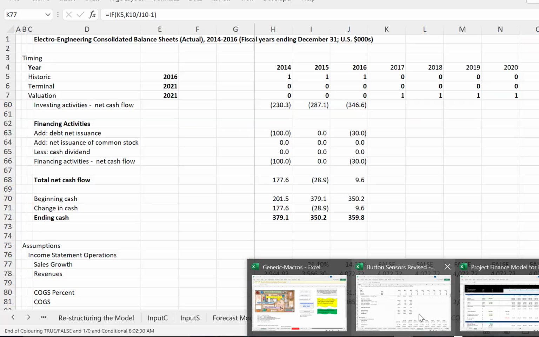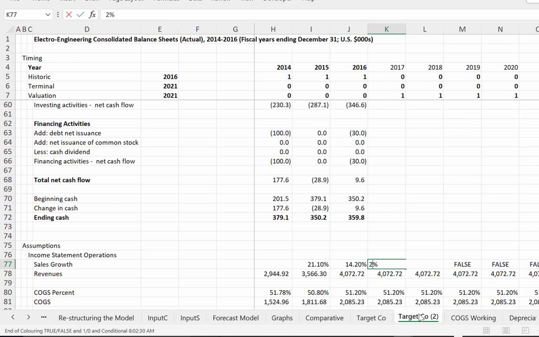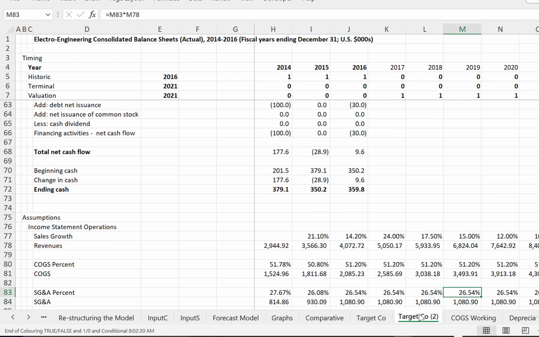24%, 17.5%, 15%, and 12%. Let's put 10% after that in case we want a couple more years. Okay? So we have some sales growth, and then we do the same thing.